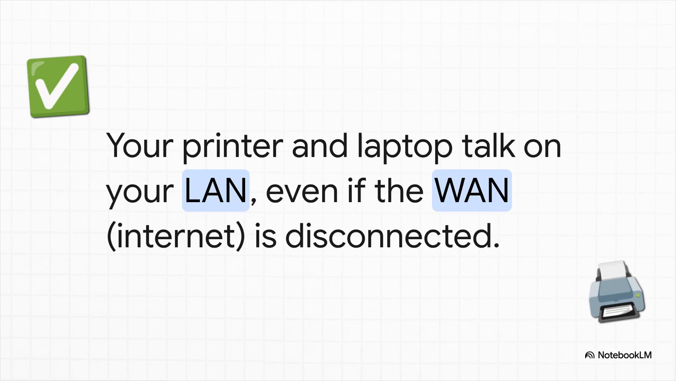And the answer is yes, you absolutely can. And that's because your laptop and your printer are both just talking to each other on your private LAN, which is managed by your router. They don't need the internet to communicate with each other. Your local network can work perfectly fine all by itself, even when that big connection to the WAN is totally down. And that distinction, right there, is the real secret to understanding how your home network truly works.